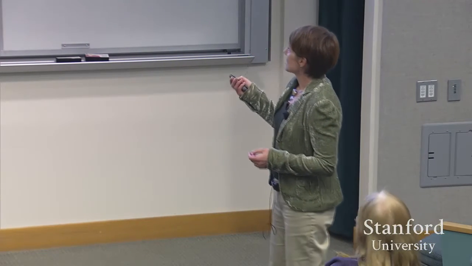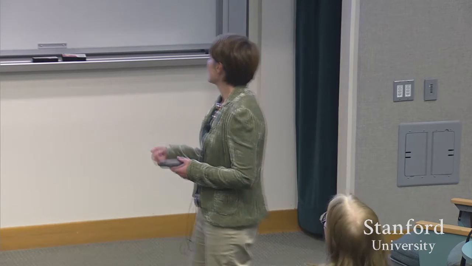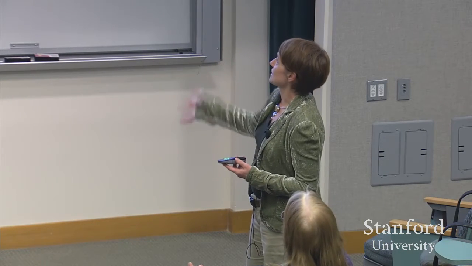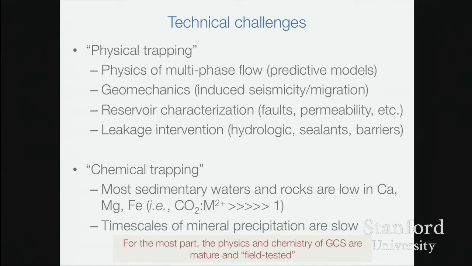The other challenge on the chemical trapping side is that most sedimentary rocks and waters don't have a lot of divalent metals, and that's what we need to make the carbonates that permanently lock up the CO2. And the timescales over which minerals tend to precipitate are pretty slow relative to the timescales we're interested in. But overall, I won't say they're minimal problems, but they're problems we have a pretty good handle on. It's really a mature technology that I would feel comfortable if someone wanted to put CO2 underground in California.